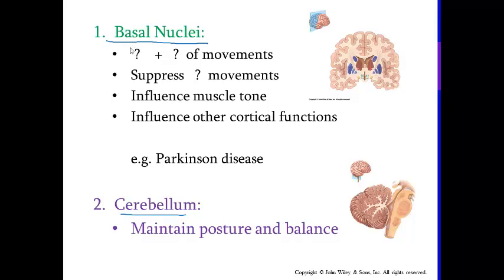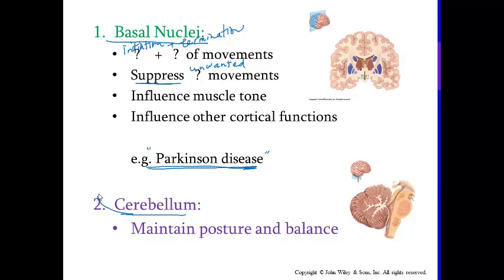So our basal nuclei help with the initiation, as well as termination, of your body movements. They also help us stop and suppress unwanted movements, and help influence our muscle tone and other cortical function. You probably remember Parkinson's disease, where there's a decrease in dopamine secretion, and the result is motor control that is more out of reach.